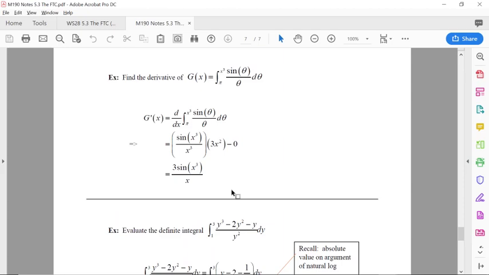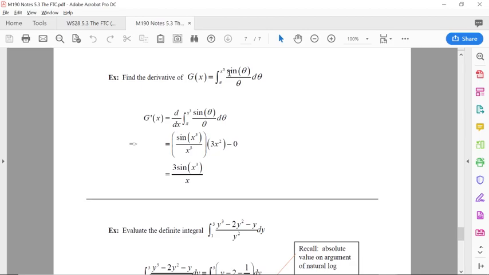Okay, let's take a look at an example where that would be done. Here's one right here. We have the upper bound is a function of x, it's x cubed. Meanwhile, the lower bound happens to be a constant here. And the variable of integration here is theta, but the variable for the antiderivative function is x, which is found in the upper bound.